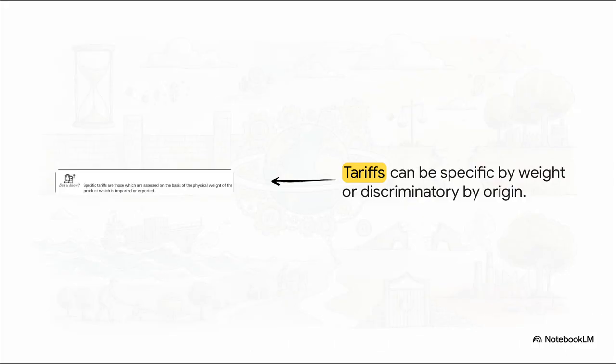And these defense weapons can be incredibly targeted. A country might decide to charge a specific tariff based purely on the physical weight of a product being imported. Or they might use what's called a double-column discriminatory tariff. This essentially means they charge entirely different tax rates depending on the country of origin. So, for example, a nation might impose massive duties on goods coming from Australia while offering really low preferential rates for the exact same goods coming from Thailand. It's a highly customizable defense mechanism.